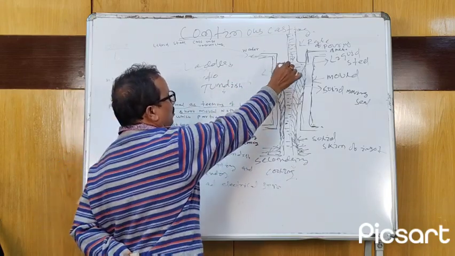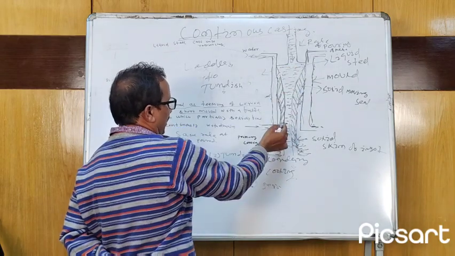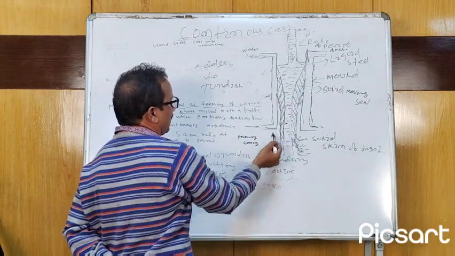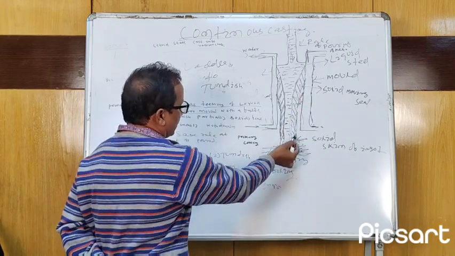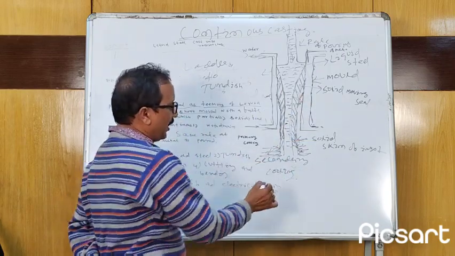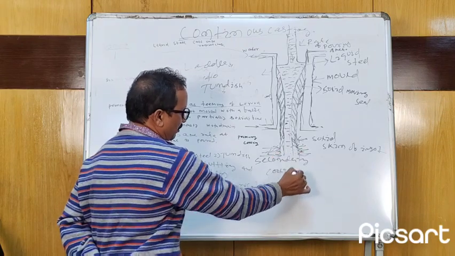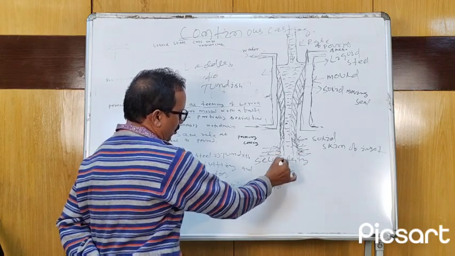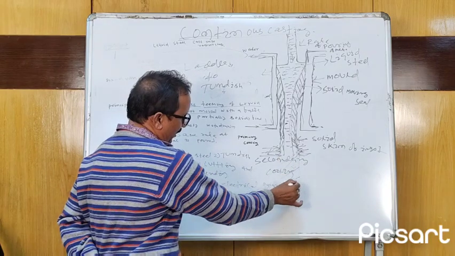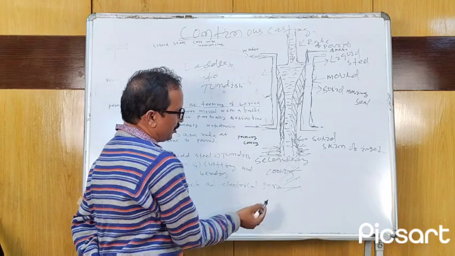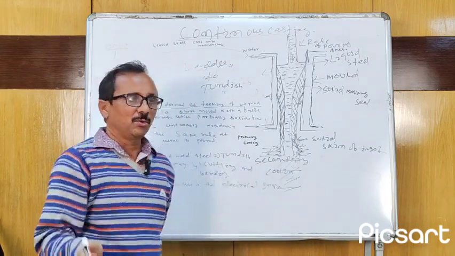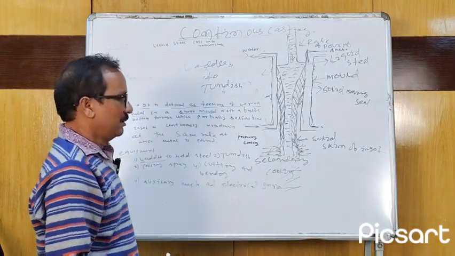When the metal is poured through this, there will be a cooling arrangement. This is primary cooling, and this is secondary cooling. In this way, the solidification will be formed. Then the total ingot will get solidified, then it will be cut into different shapes and transferred to different portions.